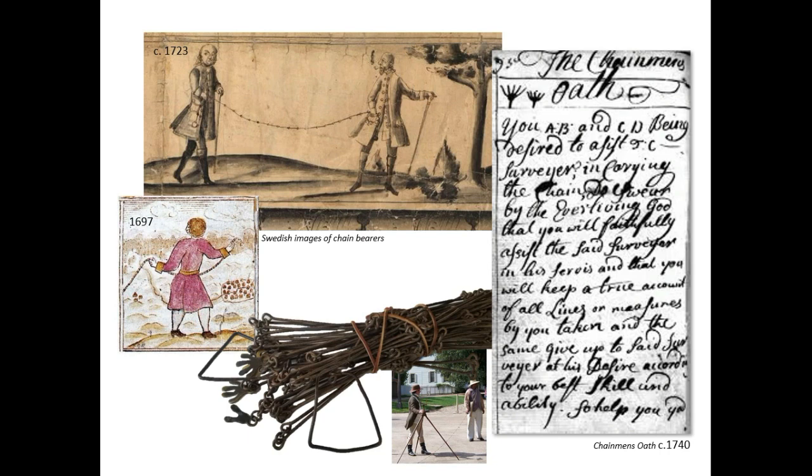But in the 18th century, surveying was actually practiced a little bit differently. The chainmen would have been at least in pairs. There could have been even four, someone else holding the rods. But minimally, there was a two, and I think that was probably fairly common. And I say that based not only from these Swedish drawings of chainmen, but also from this chainmen's oath that we see that's circa 1740.